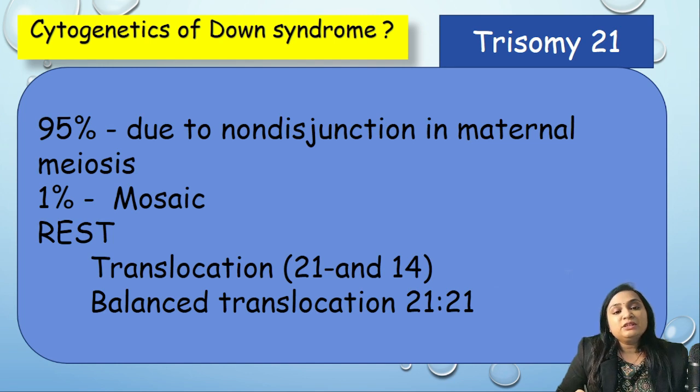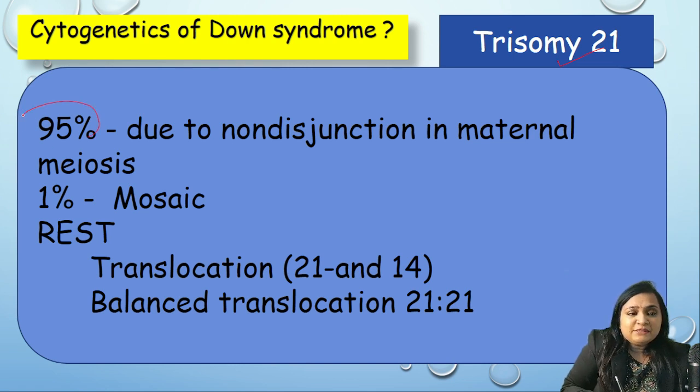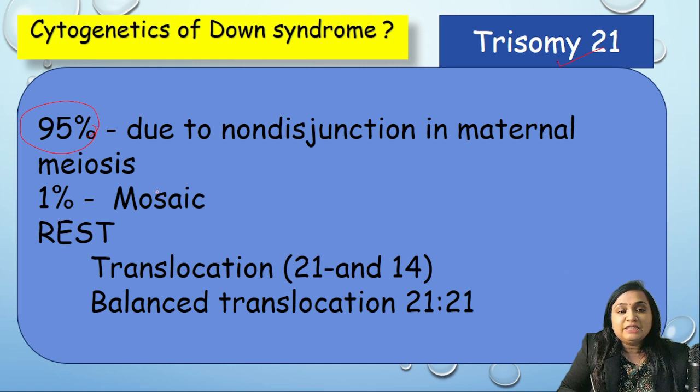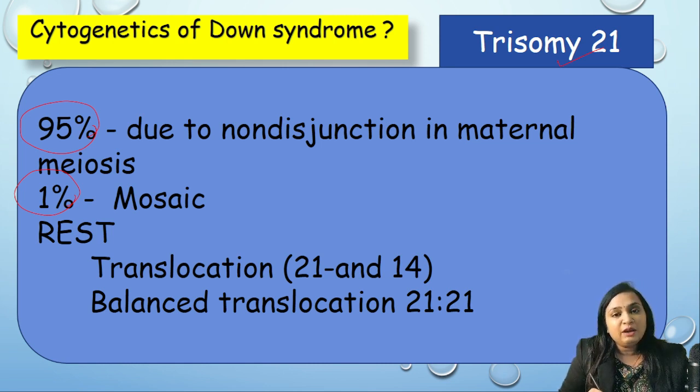So what are the cytogenetics of Down syndrome? We all know that it is trisomy 21. In 95% of the patients or children, it is due to non-disjunction in maternal meiosis. 1% is mosaic, in which a few of the cell lines have normal chromosomes and a few of the cell lines have trisomy 21. The rest could be translocation at 21 and 14, or a balanced translocation 21 and 21.